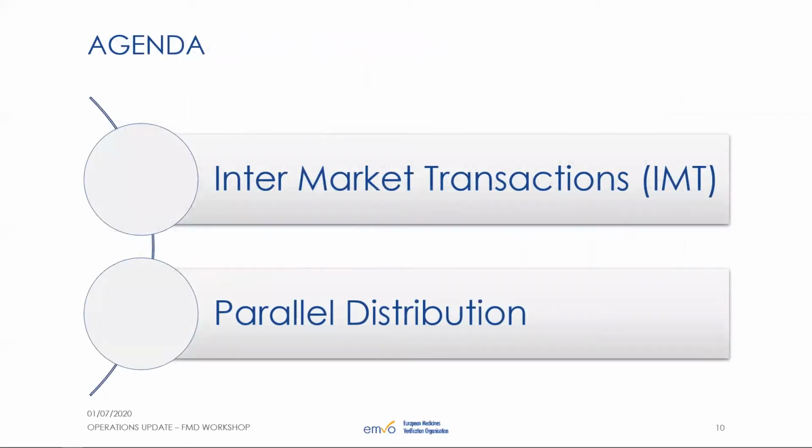So yes, as I said, there are two main topics today: intermarket transaction, which I will explain later, and parallel distribution. So it's two different but related cases. It seems to be the same because basically it's drugs that are coming through borders, but it's not exactly in the same context. So next, oh yes, EMVO.